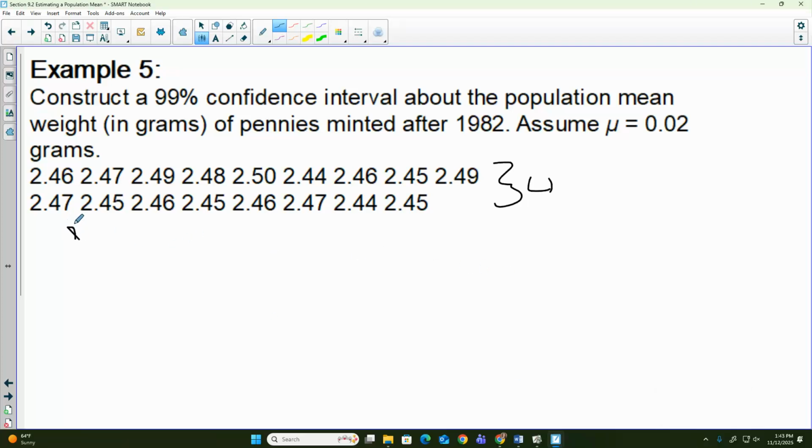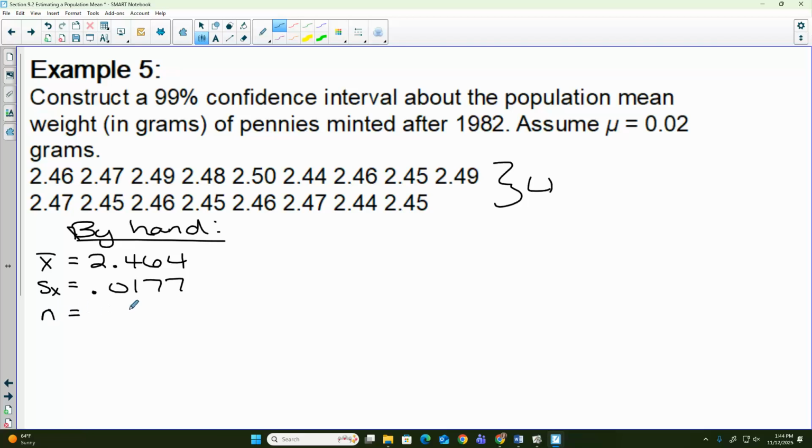So if we are going to build our confidence interval by hand, you would have to use your calculator to get your mean and standard deviation. What do we get for the mean? 2.464. And our standard deviation is 0.0177. Our n, how many did we have? 17. Okay, so we need our t alpha over 2.